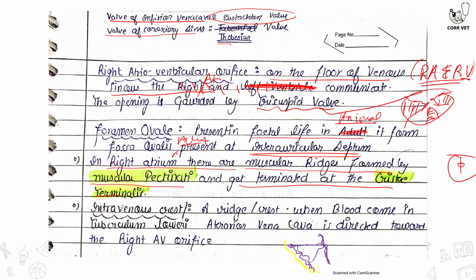Now the intervenous crest. It is a crest where blood comes from the tuberculum loweri. The blood comes into the tuberculum loweri of the anterior vena cava and is directed towards the right AV orifice. So it is a crest which directs the blood into the right AV orifice.